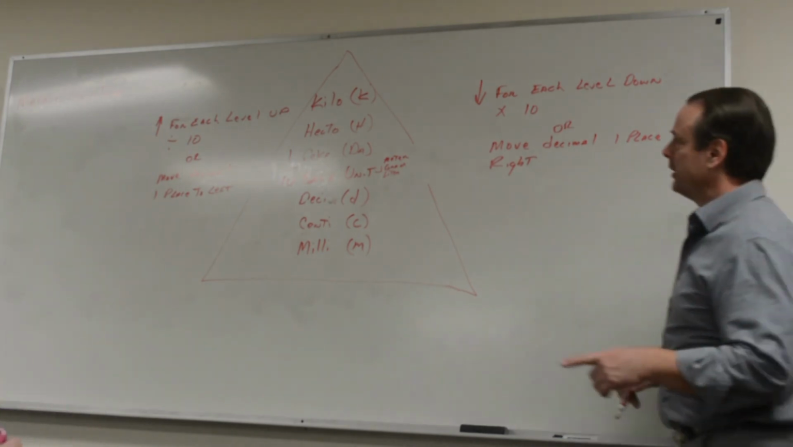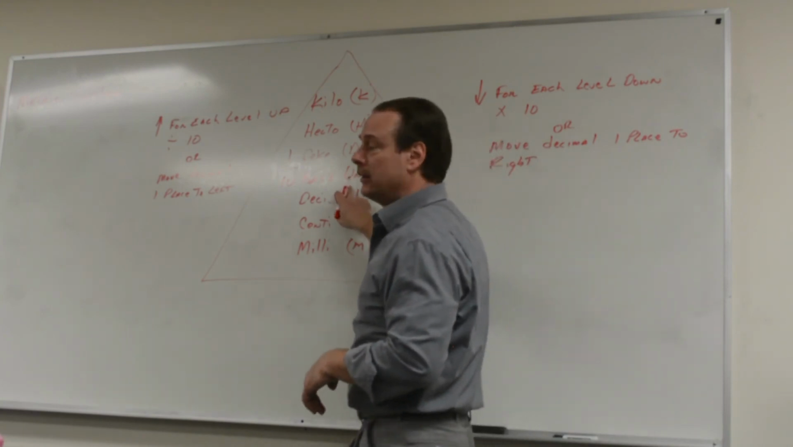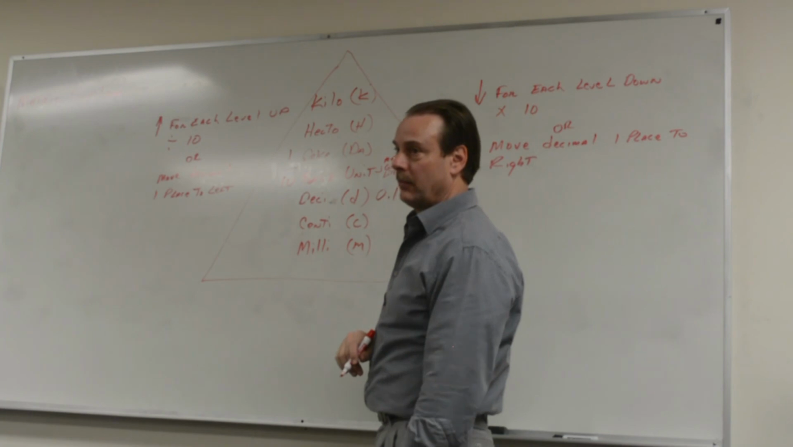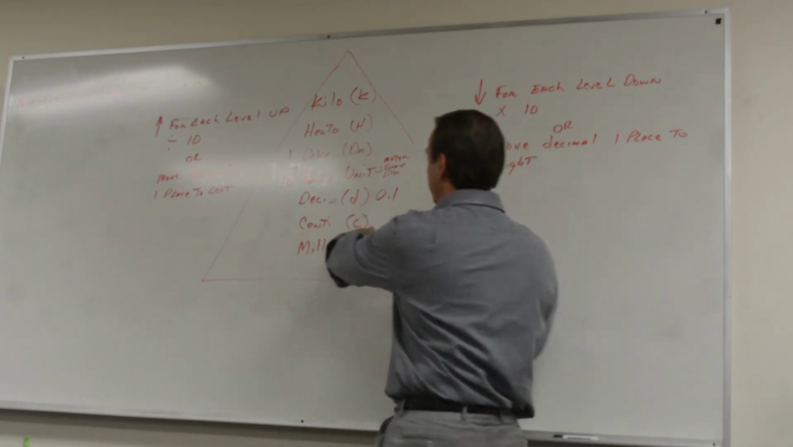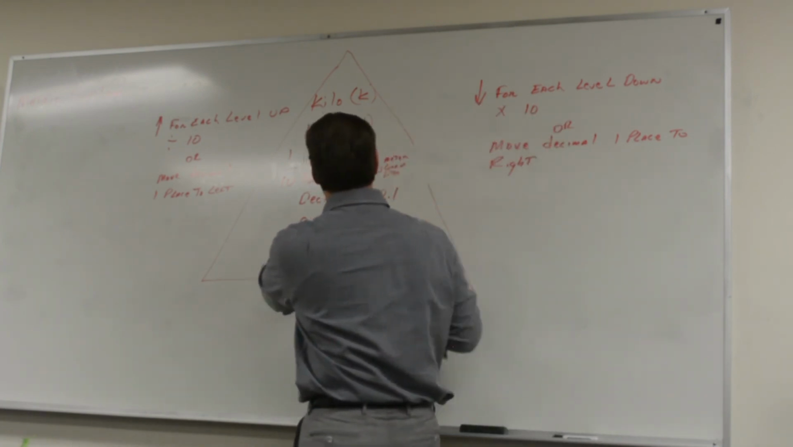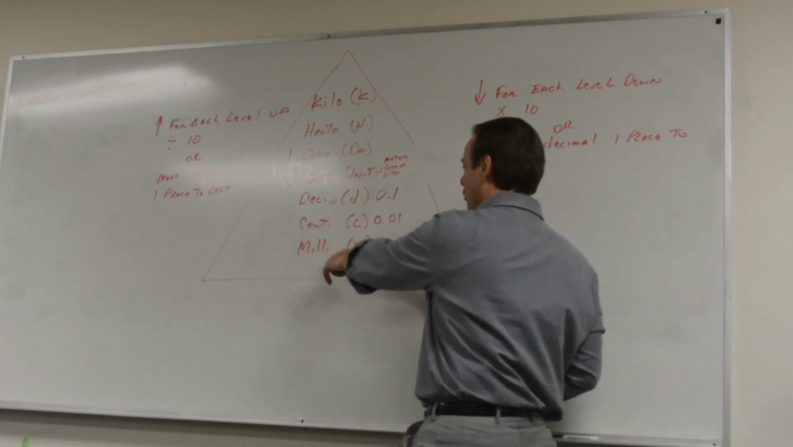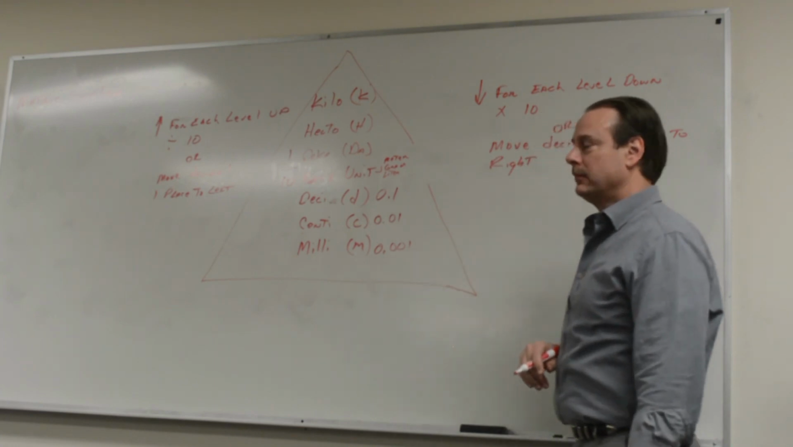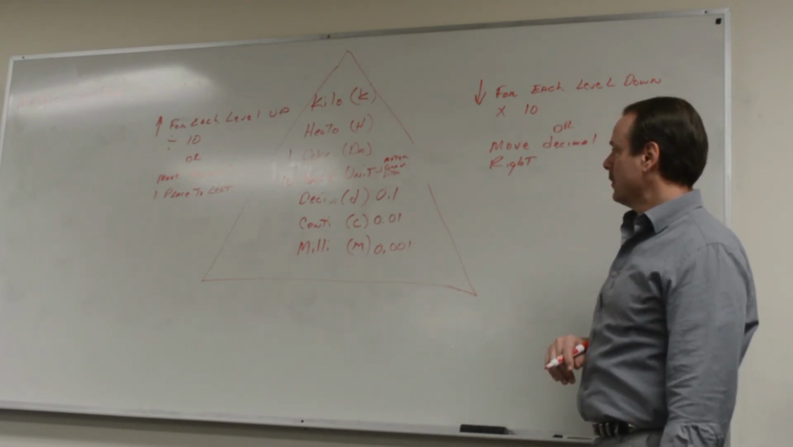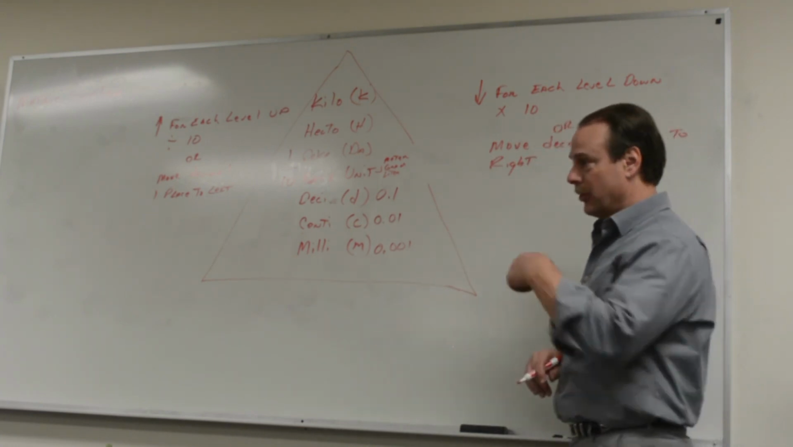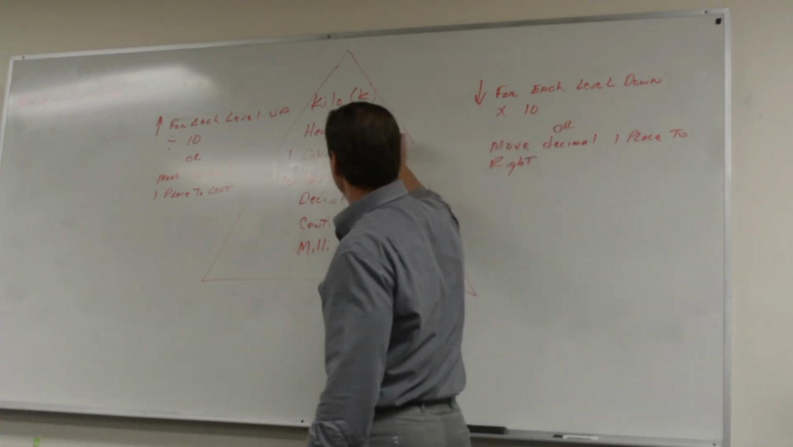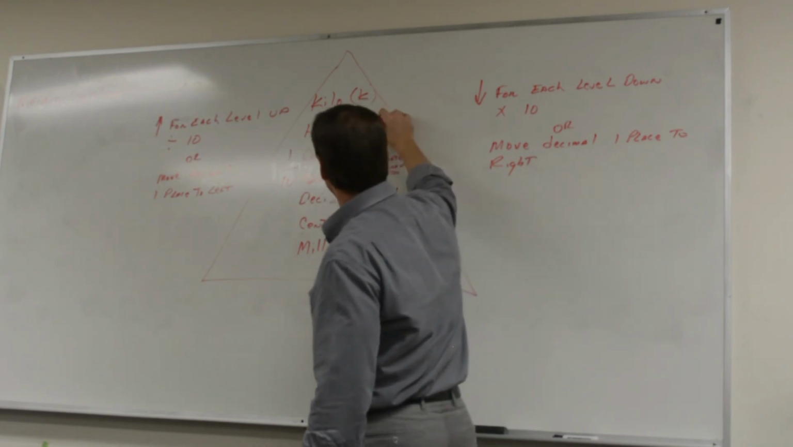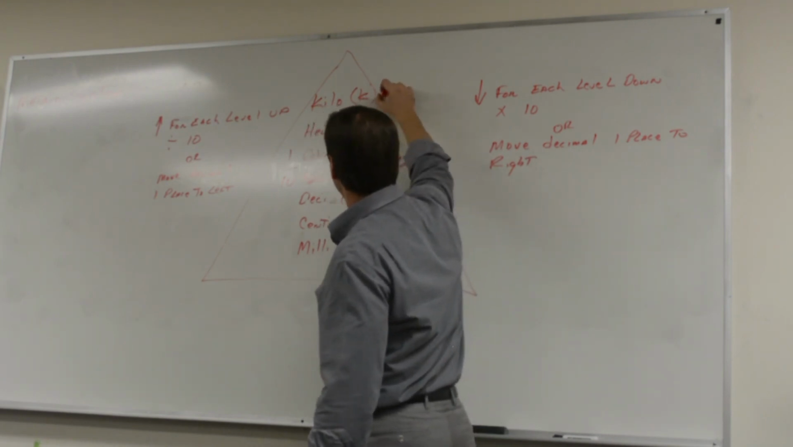Something else I want to add. Relative to the base unit, deci is equal to 0.1. Relative to the base unit, centi is 0.01. Relative to the base unit, milli is 0.001. Let's go the other way. Relative to the base unit, deca represents 10. Relative to the base unit, hecto represents 100, and kilo represents 1,000.